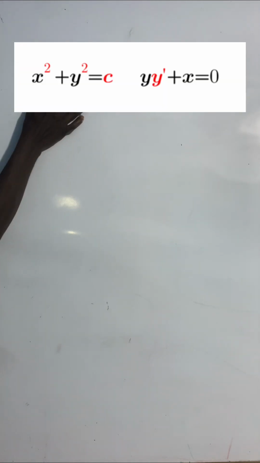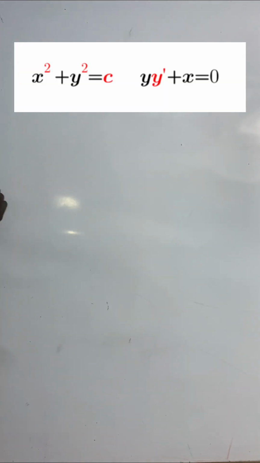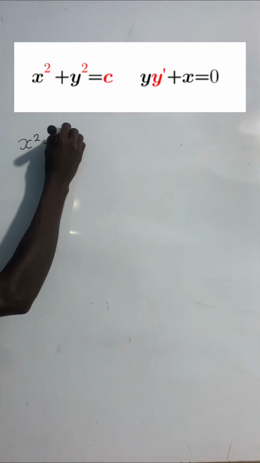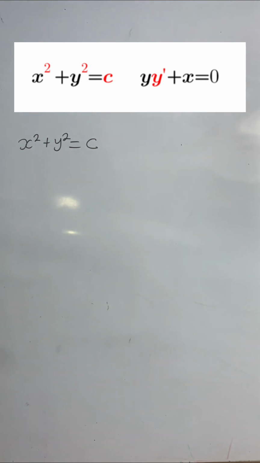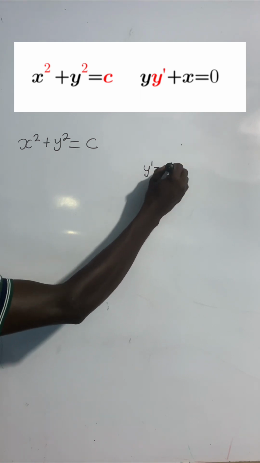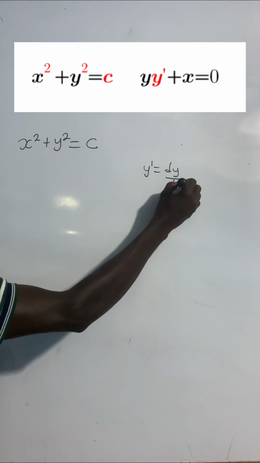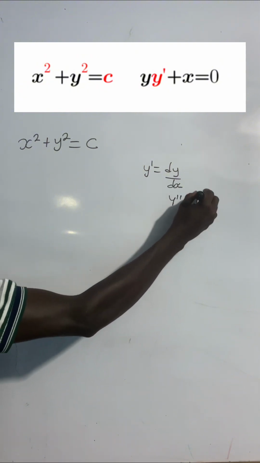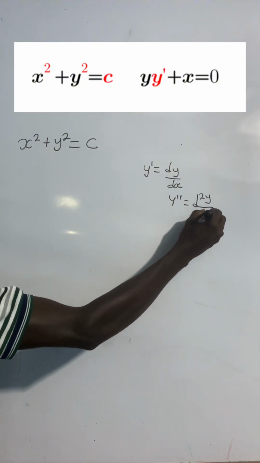The first question that we have is very simple. We are to show that x squared plus y squared equals c is a solution to the differential equation y times y prime plus x equals 0. Now, let us remember that y prime is the same as dy on dx, because here we are going to differentiate implicitly with respect to x, and y double prime equals d squared y on dx squared.